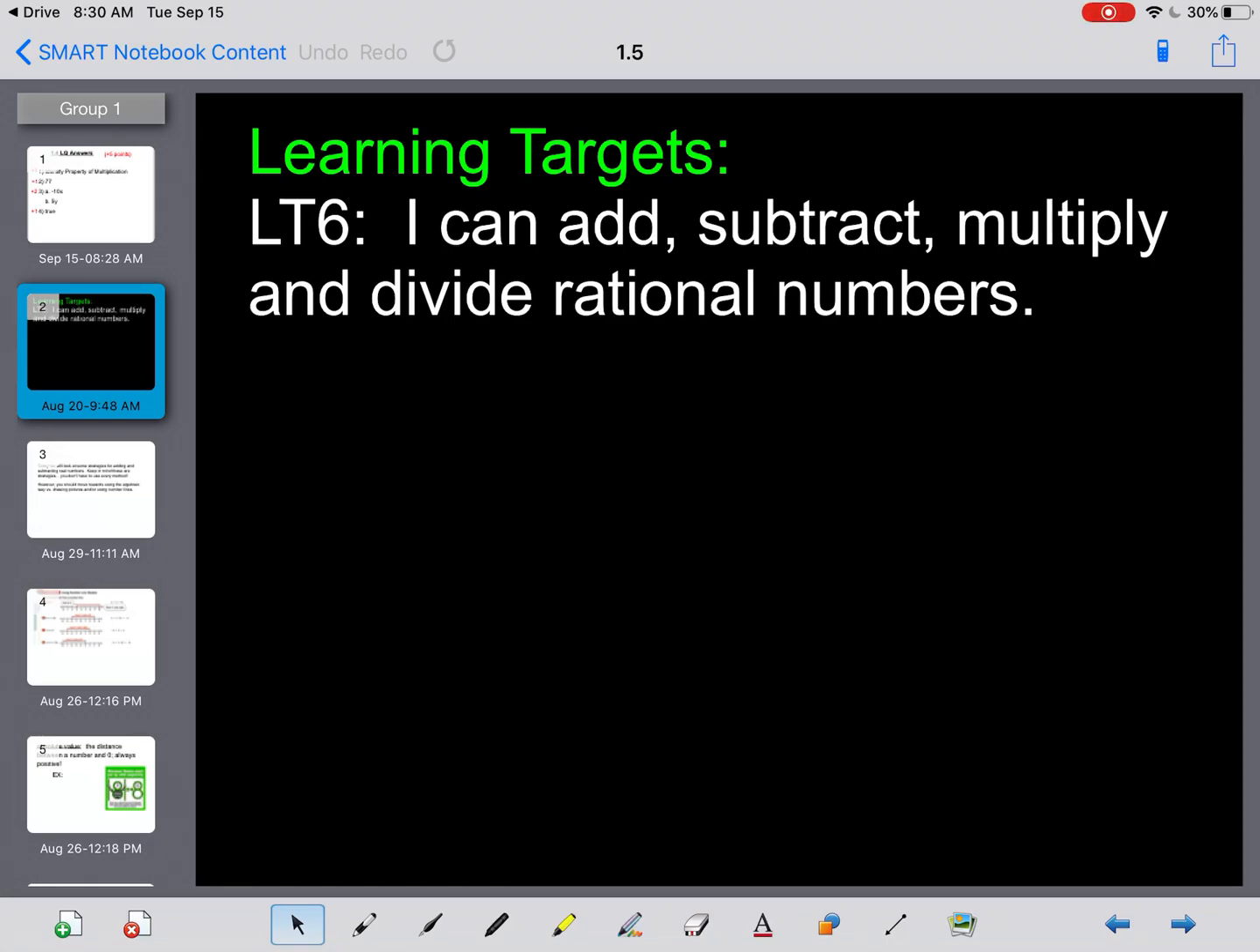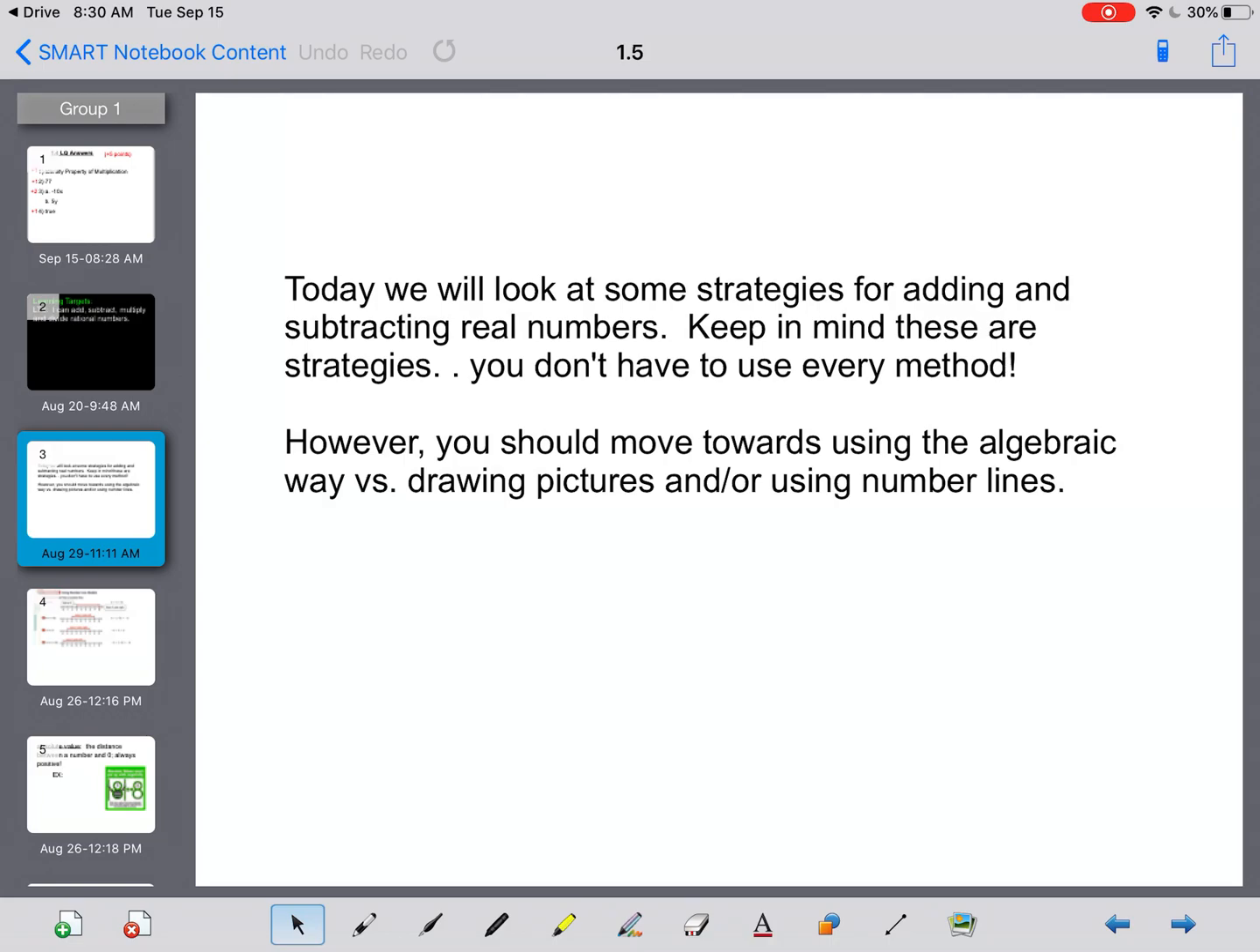Chapter 1, Section 5 is about adding and subtracting real numbers. So by the end of today, you should be able to add and subtract rational numbers. Tomorrow we'll be multiplying and dividing. All right, so we're going to look at a few different strategies for adding and subtracting.